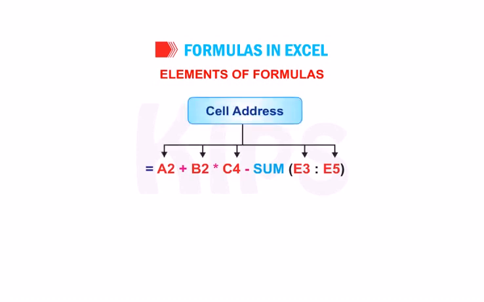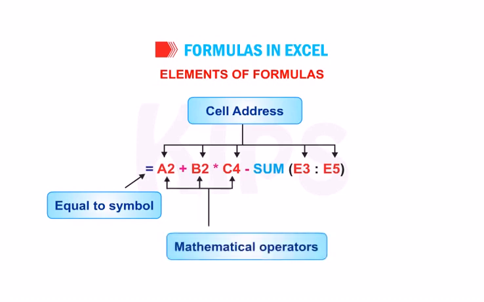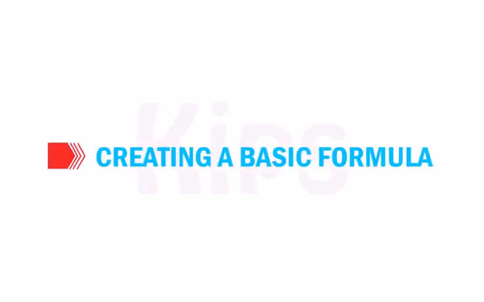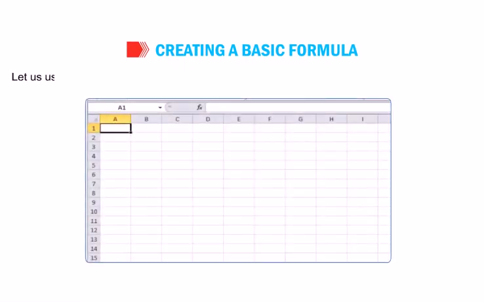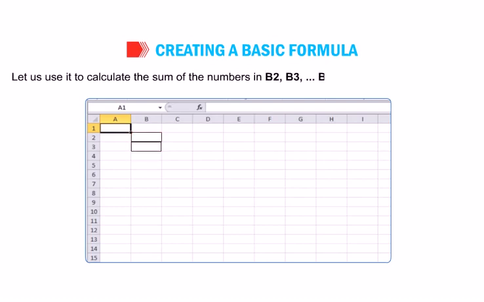This is the cell address. This is the equal to symbol. These are the mathematical operators. And this is the function. Okay, now let us first learn how to create a basic formula. Basic formula involves only one type of operator in it. Let us use it to calculate the sum of the numbers in B2, B3 till B7 and display the result in B8.